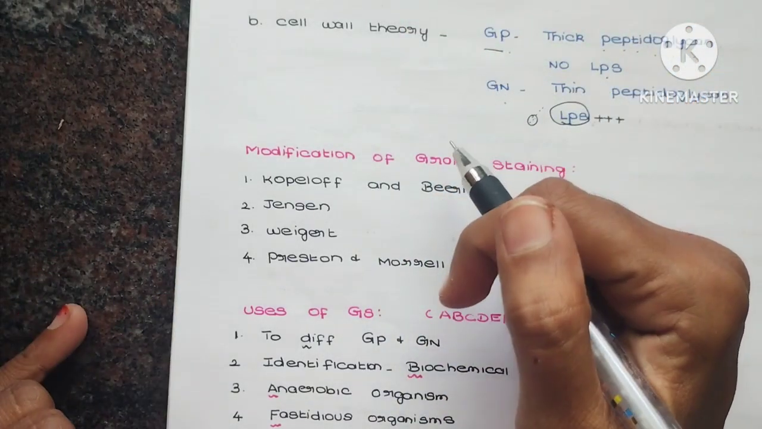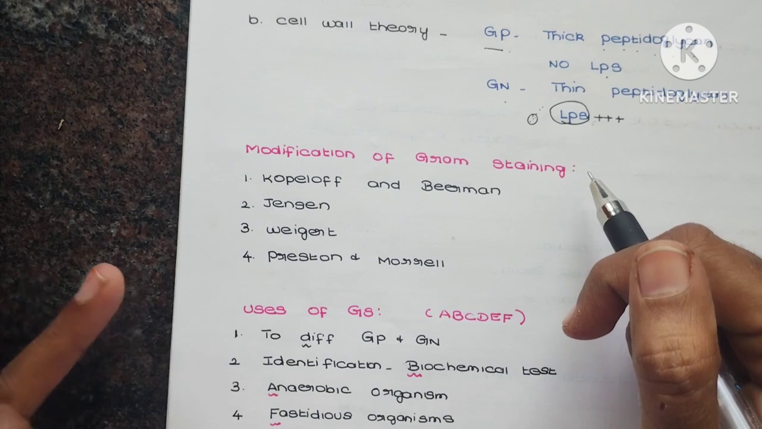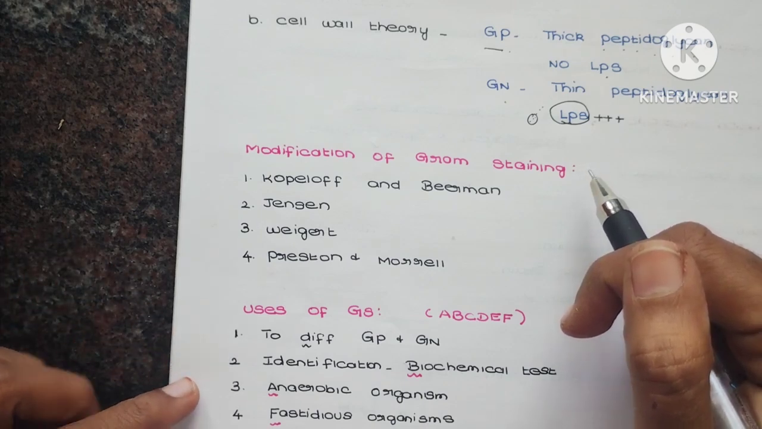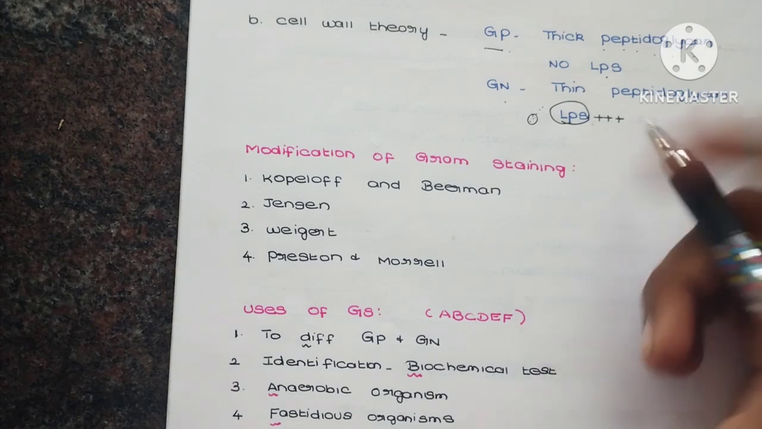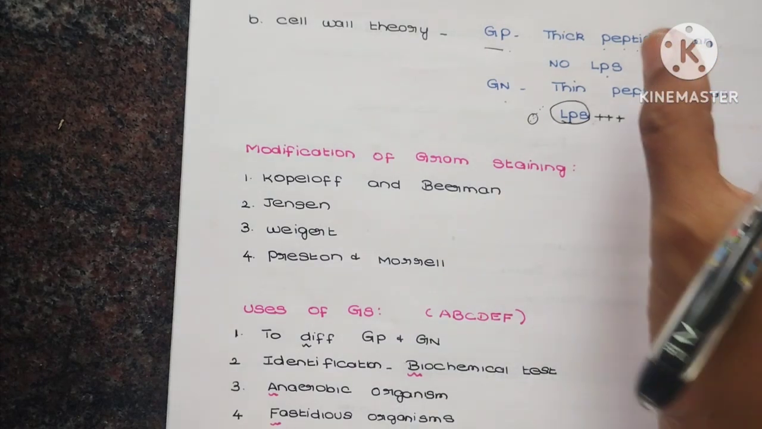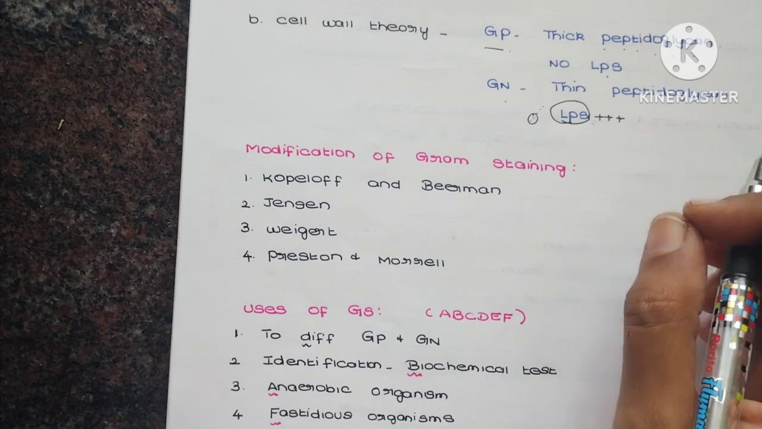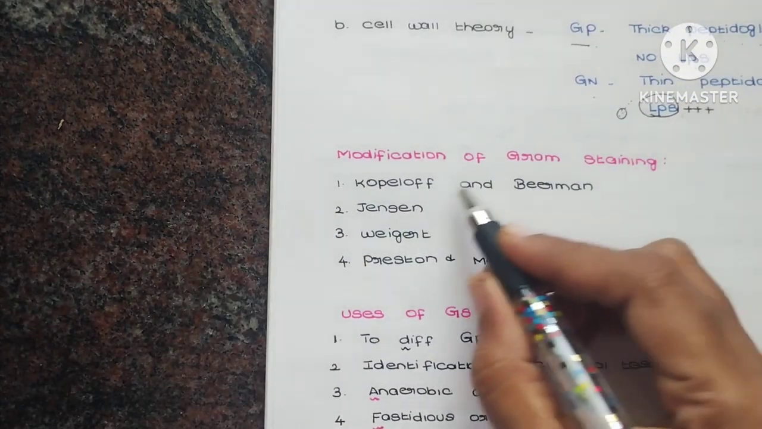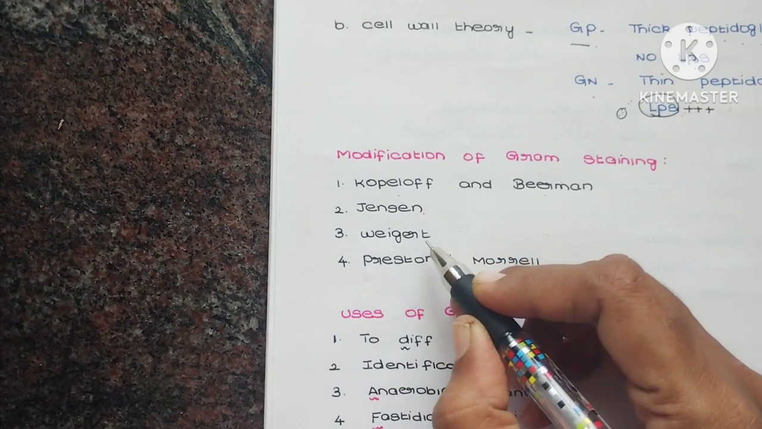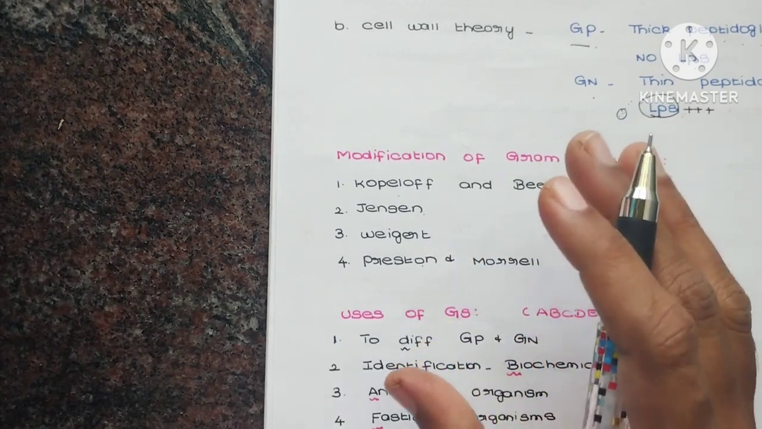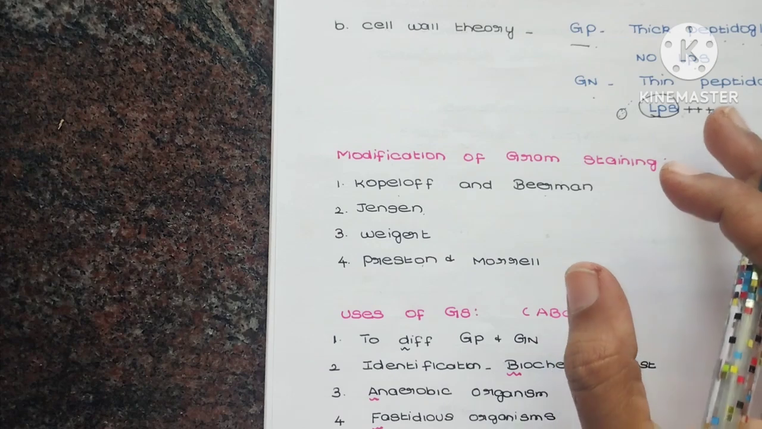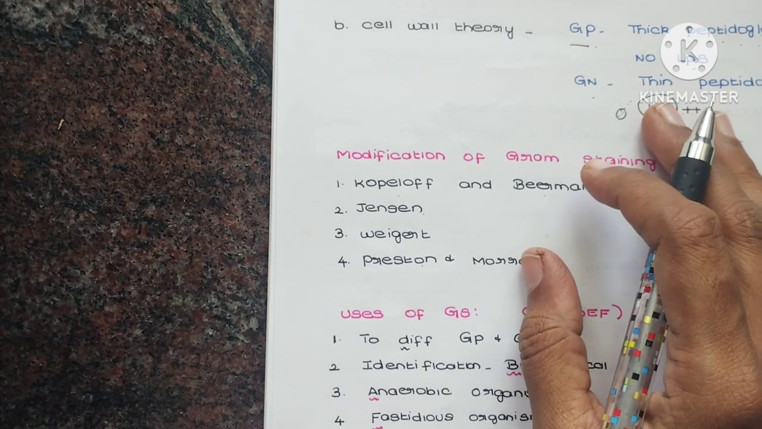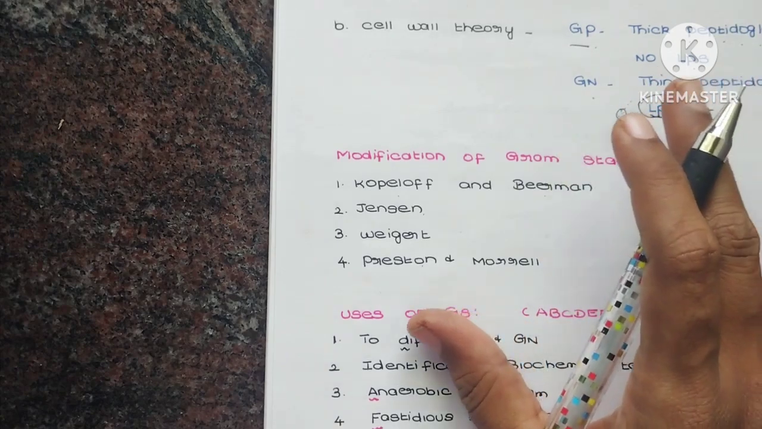So first it is methyl violet, second iodine, third decolorization with acetone, and fourth dilute carbol fuchsin. Again the time: everything is 1 minute except acetone, which is 1 to 2 seconds. Some of the modifications of gram stain are Kopeloff and Beerman, Jensen, Weigert, and Preston. Just remember the names, that's enough. No need to learn the procedures and all. The procedures are for the PG level and there is no need to remember them.